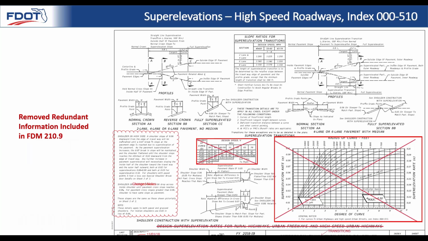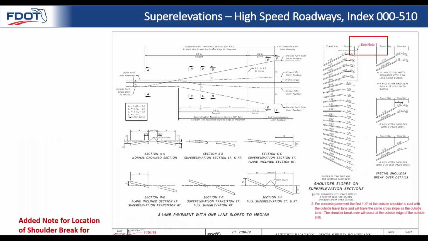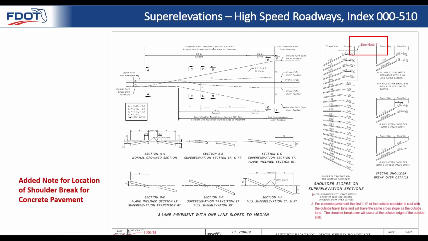And so the information in here, which was specifically design information related to determining super elevation rates, was deleted, and it was previously included in FDM 210.9. One other change to the high-speed super elevations index was the addition of a concrete pavement note. This information was covered in the FDM previously.